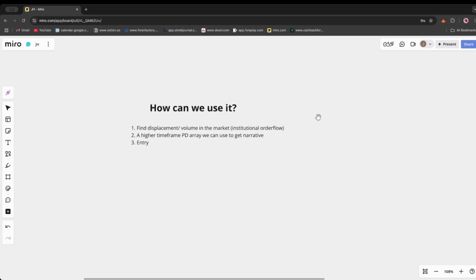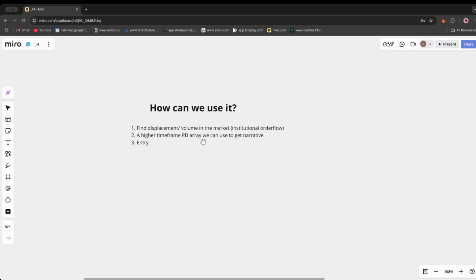It'll probably be easier seeing more examples throughout the video anyway, which I'm going to be showing you from multiple different examples. So how can we use these fair value gaps? There's 3 ways I use fair value gaps. First way is to find displacement / volume in the market. Again, this comes with many names: displacement, volume, institutional order flow, institutional sponsorship, and there's probably many more, but I'm going to be referring to it as volume and order flow mostly.